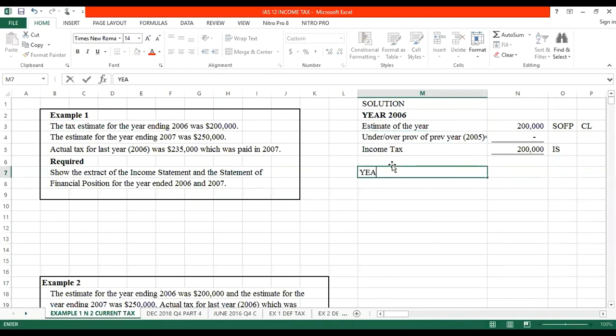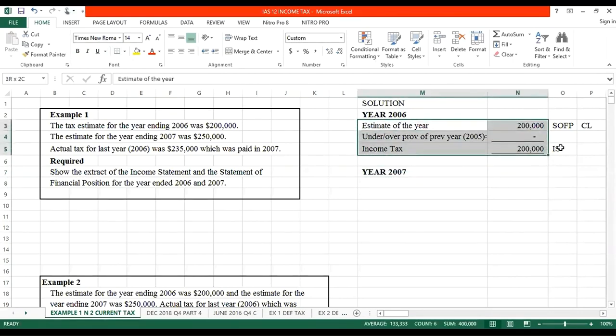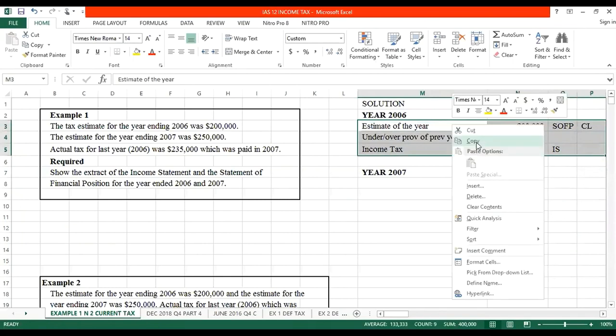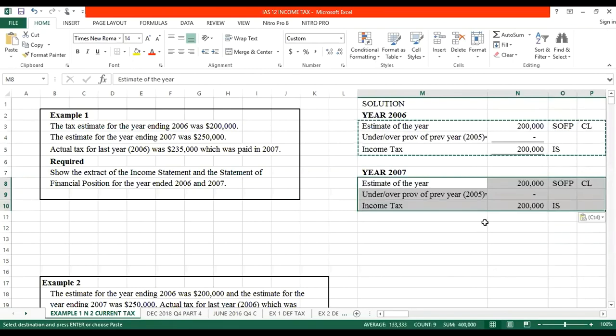So next we are going to year 2007, because you are asked to show the extract of income statement. So this is what goes to the income statement. This is what goes to the statement of financial position. So let's go to the year 2007. I'll again take the figures the way they are so that I save time. I'll copy, I'll come and paste. So let me remove this.